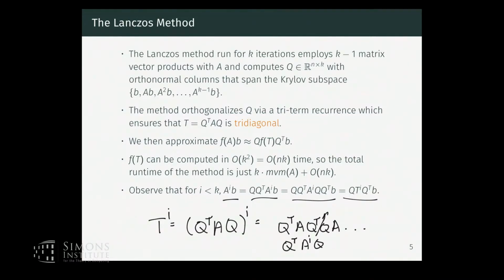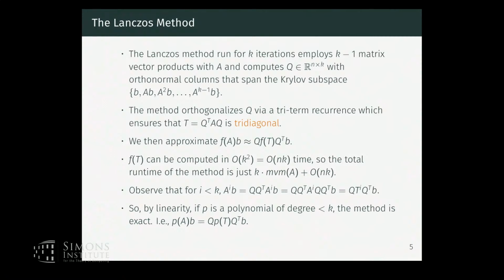Okay, so for a monomial, this method is exact. And then by linearity, it's actually exact for all polynomials of degree less than k. So if the polynomial is degree less than k and I apply Lanczos to approximate it, it's exact. Okay, so that's sort of the motivation behind this method. Any questions on that?